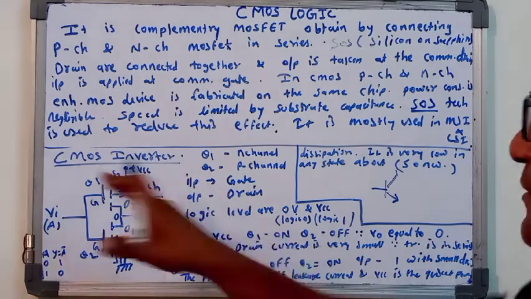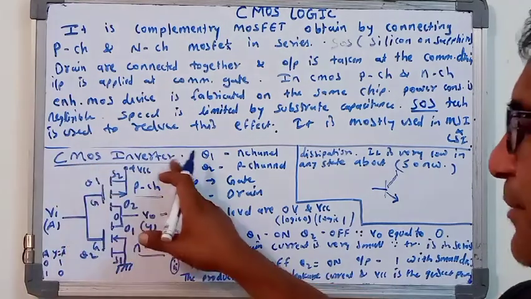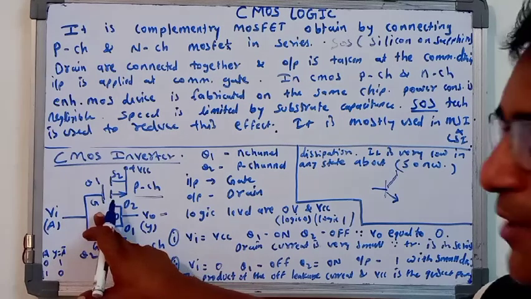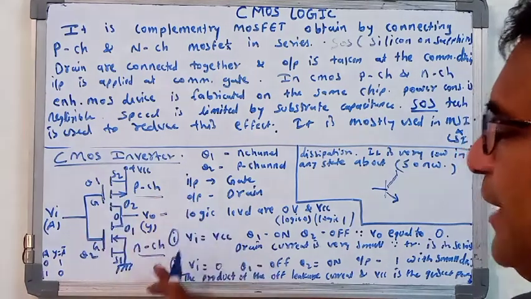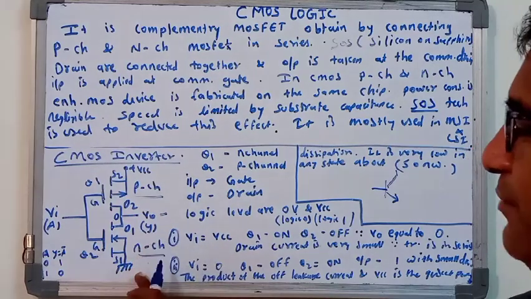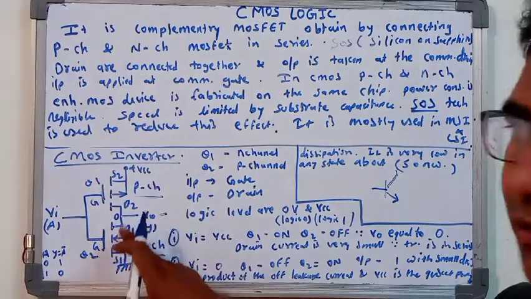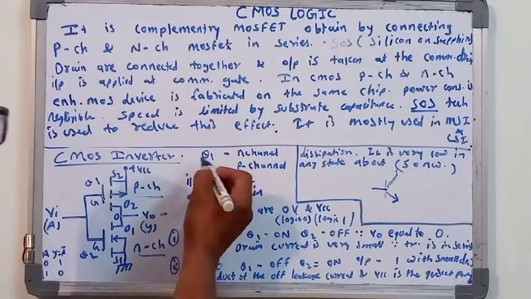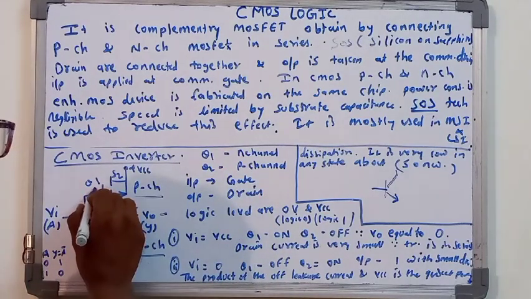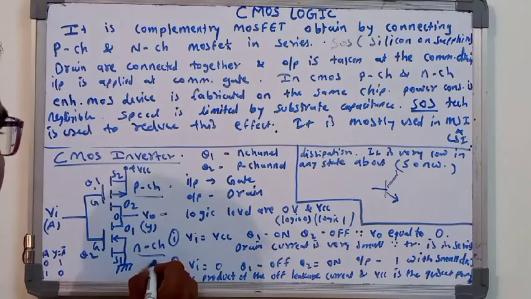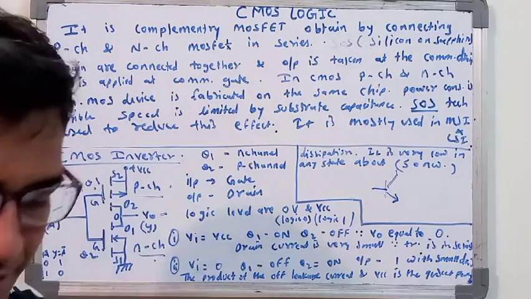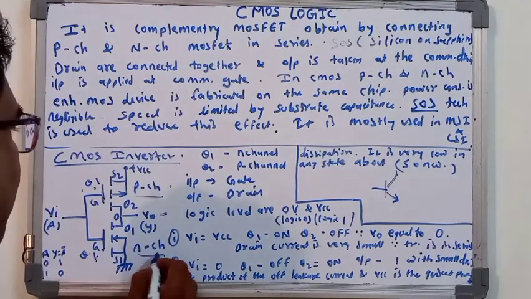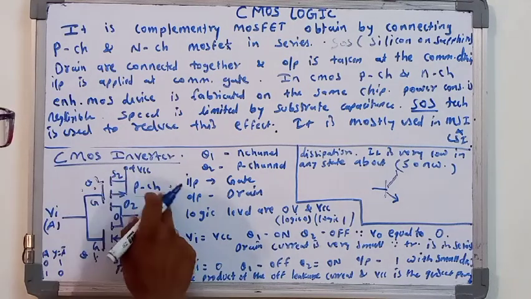But as it is a CMOS, a complementary metal oxide semiconductor inverter, we have to use the CMOS symbol, and by using the P channel and the N channel we connect them in such a way that the circuit works as an inverter. Here, the N channel is Q1 and the P channel is Q2. Q1 gives you the N channel and Q2 gives you the P channel.